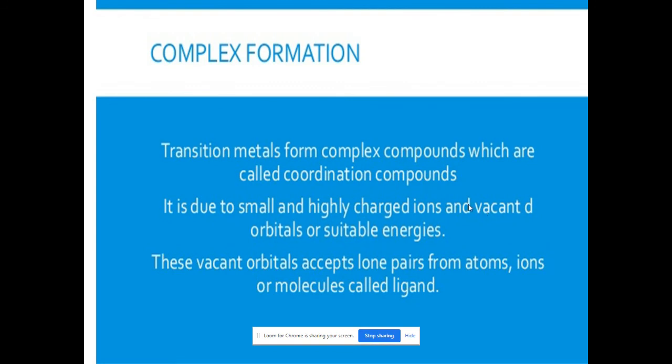The next property of d block elements is complex formation. The transition metals form complex compounds, and those compounds are known as coordination compounds. This is due to small and highly charged ions and vacant d orbitals of suitable energies. The elements with vacant orbitals accept the lone pairs from atoms, ions or molecules. They are known as ligands.